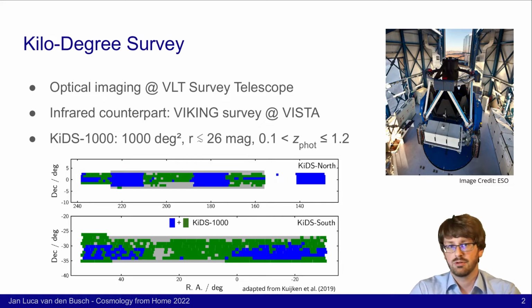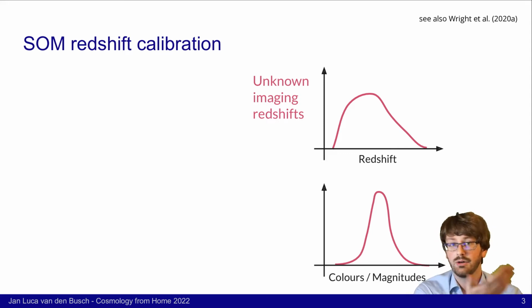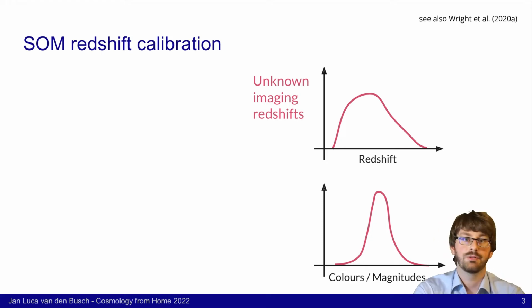So now the problem for cosmic shear and lensing in general is that we can't rely exclusively on spectroscopy or just photometric redshifts because they're not sufficiently precise. And therefore we use different redshift calibration methods. In particular in KiDS we use the so-called SOM redshift calibration. So here this is represented by this toy model. On the one hand we have our imaging data set where we have some arbitrary distribution of photometric observables such as colors and magnitudes, and on the other hand our unknown redshift distribution that we wish to calibrate.